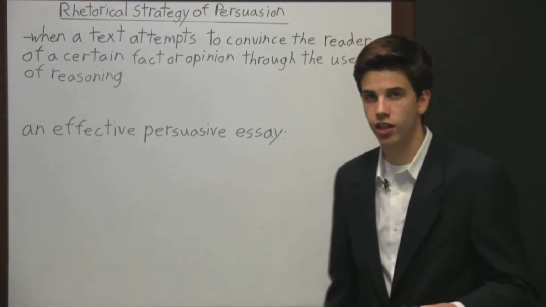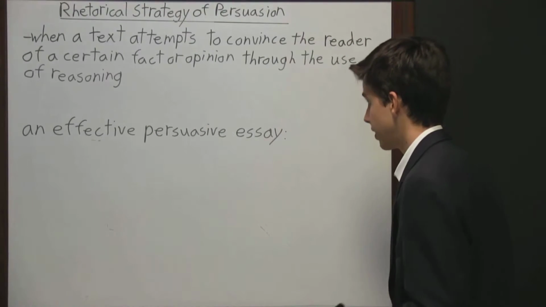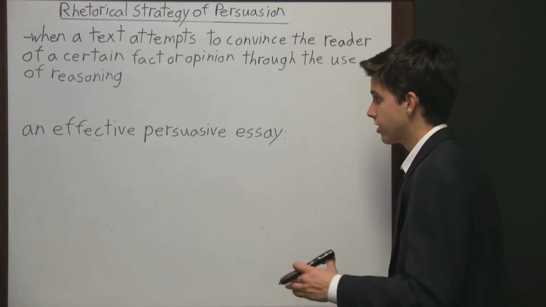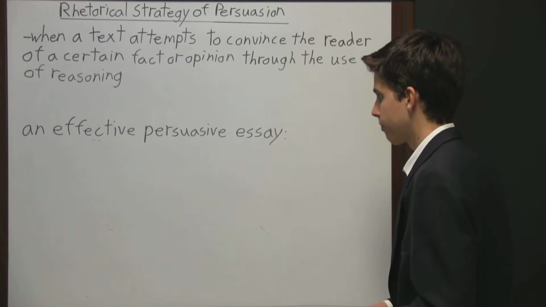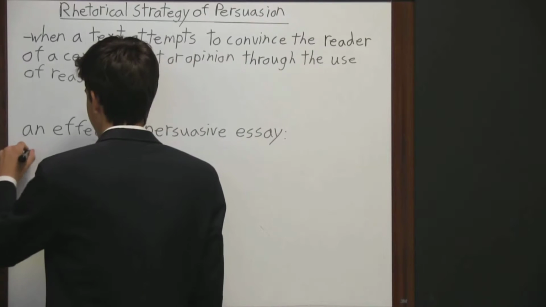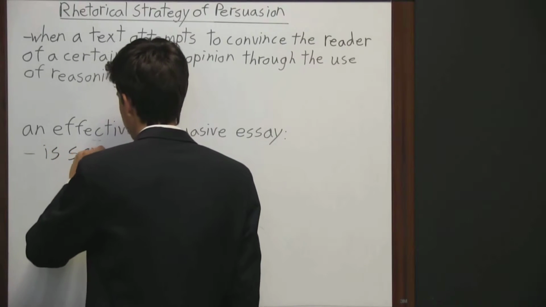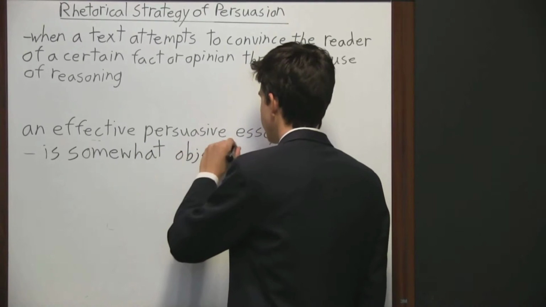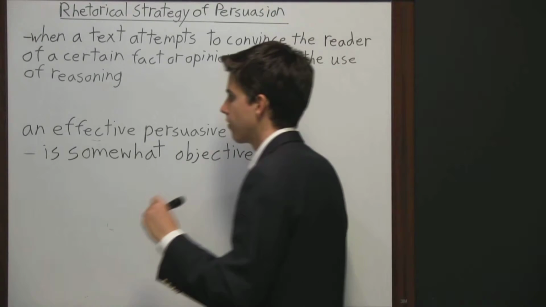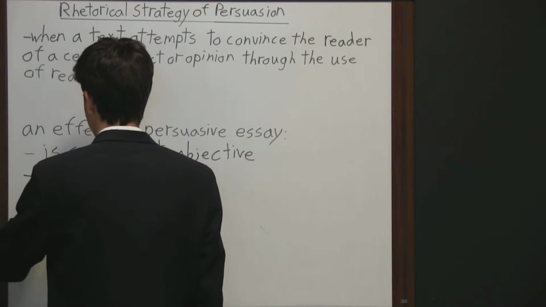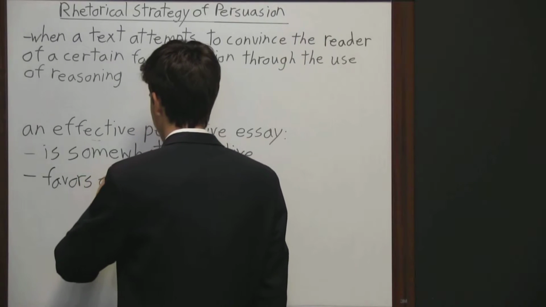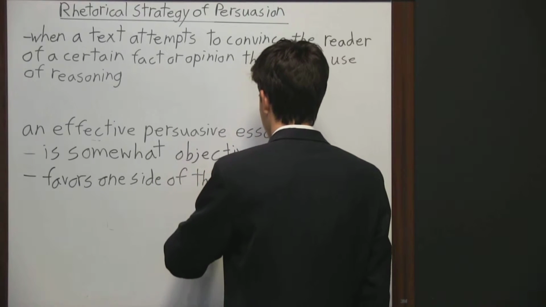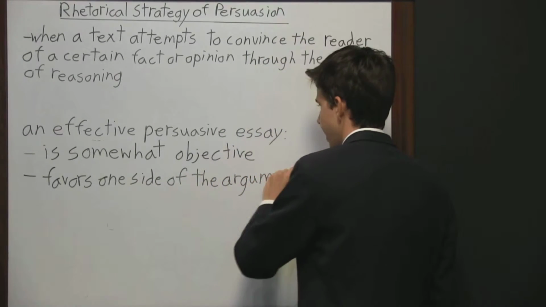Now, there's a couple of criteria that an essay needs to meet in order to be an effective persuasive essay. So a writer needs to make sure they incorporate these two criteria into any persuasive essay they're writing. The first one is an effective persuasive essay is somewhat objective. In addition to that, an effective persuasive essay favors one side of the argument. Now, you may be thinking that these are contradictory statements, but these two statements can coexist in an essay.